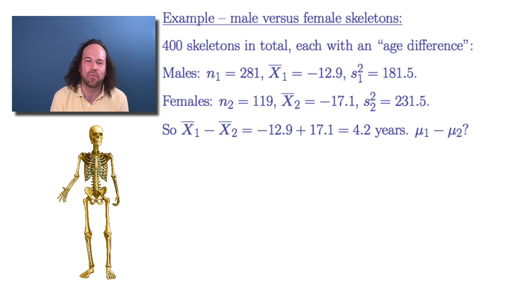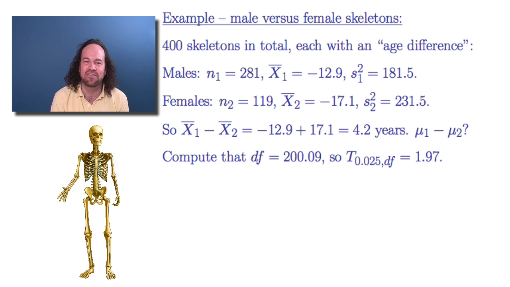But the question is, what does that say, if anything, about the difference of the true means, that is, the true age difference for male skeletons minus the true age difference for female skeletons? Well, first we have to use that crazy formula from before to get the effective degrees of freedom, df. In this case, it works out to just over 200.